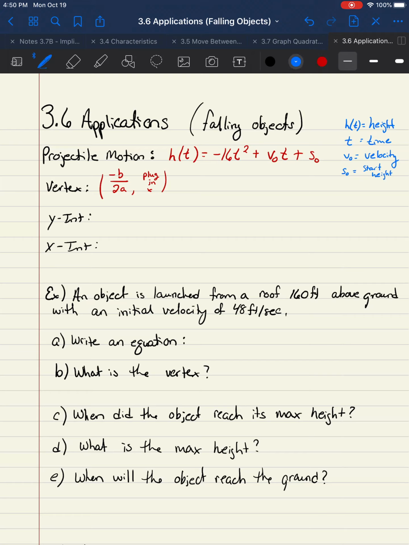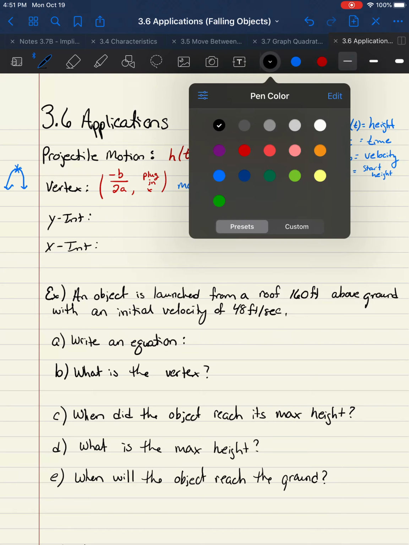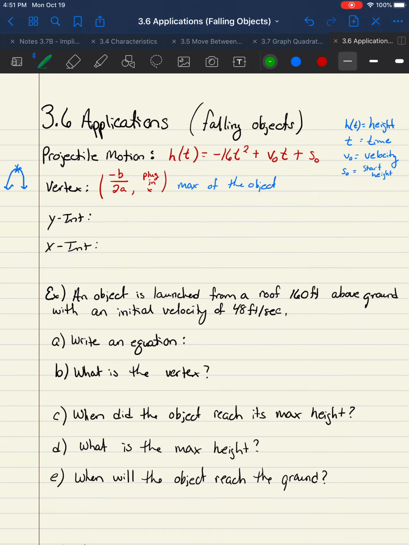Okay, vertex. This is still standard form of a quadratic. It just doesn't quite look like it. Vertex is our negative b over 2a. And then we plug that in to get y. But now, let's put it in falling object motion. Vertex, when I think about my parabolas, my vertex is this highest point. So the vertex is going to give me the max of the object.